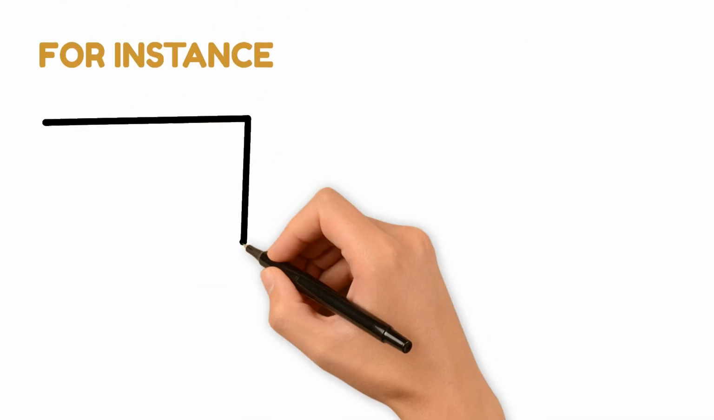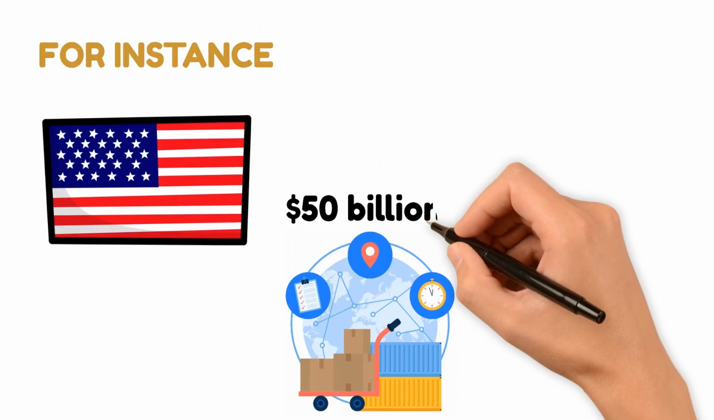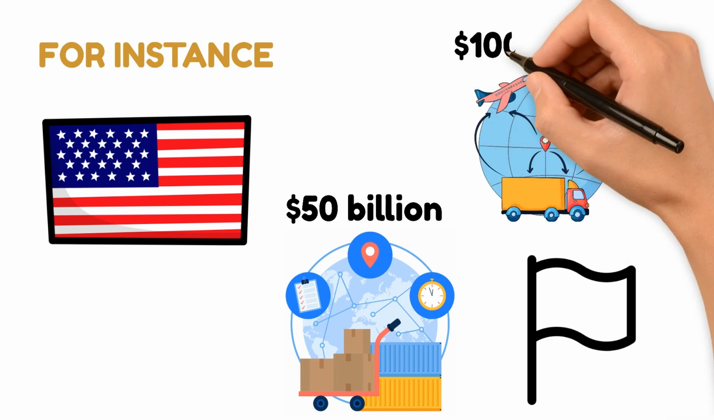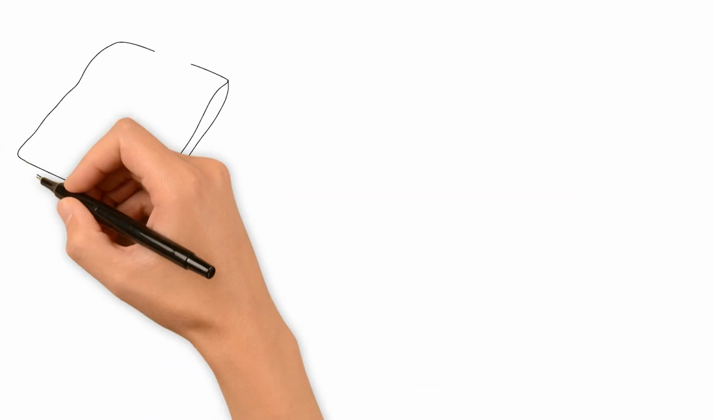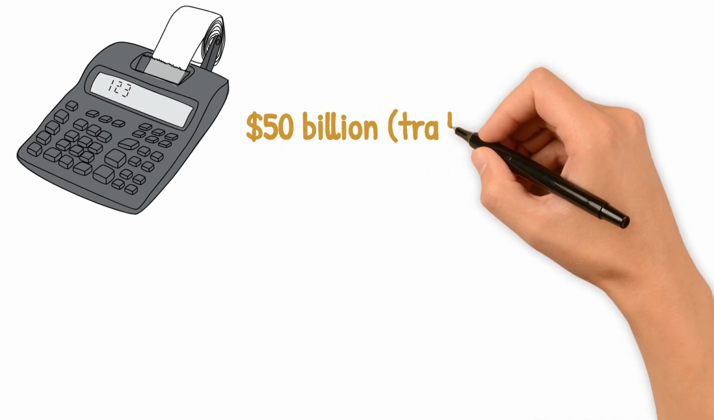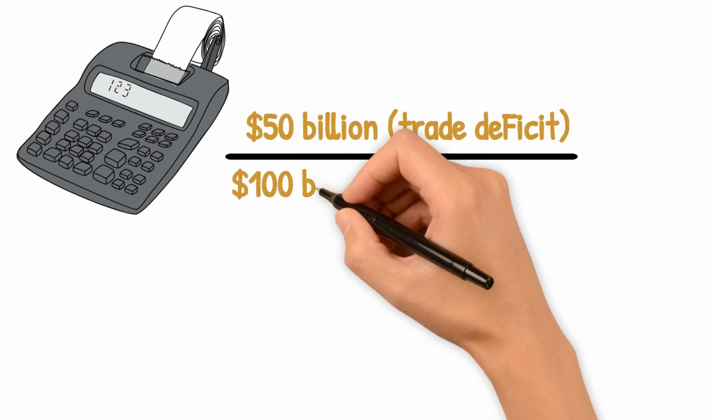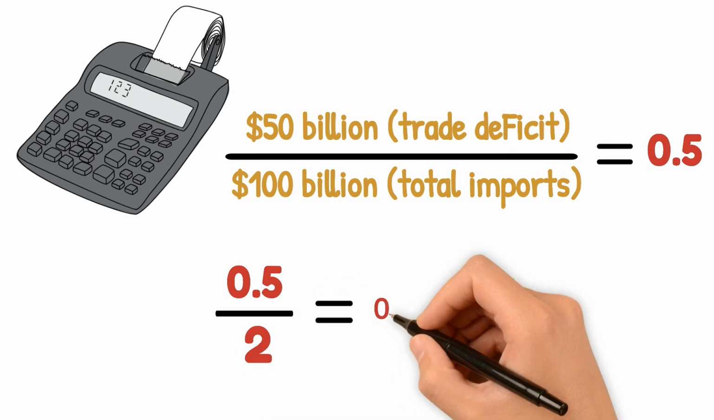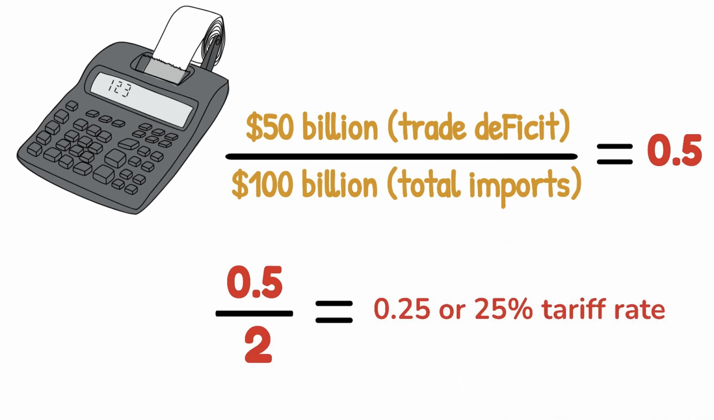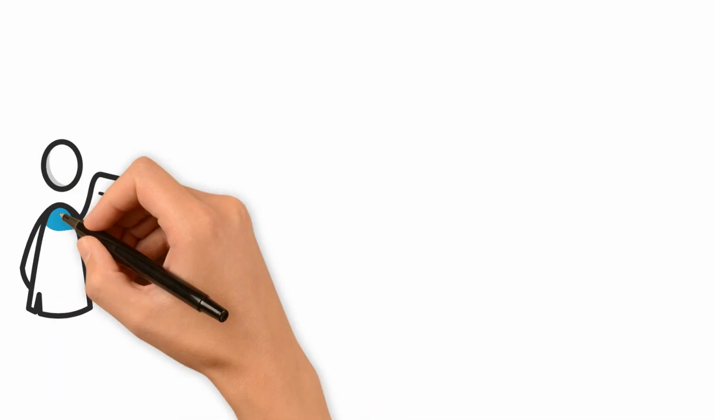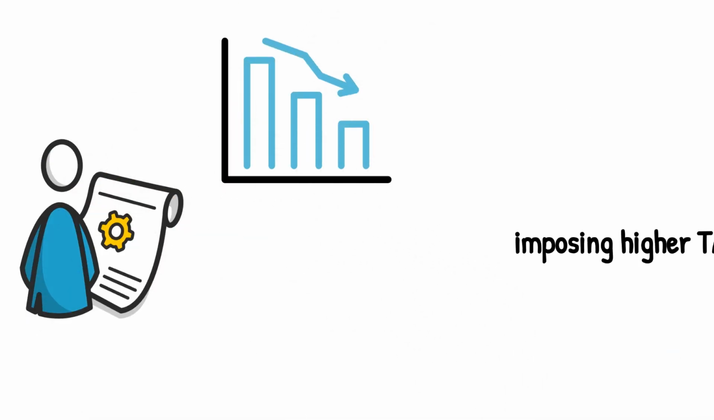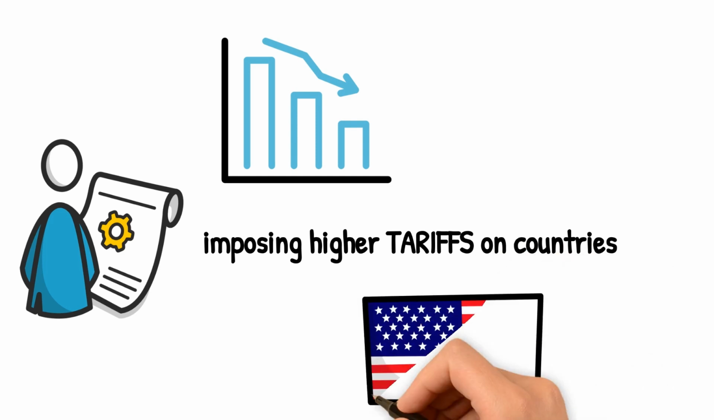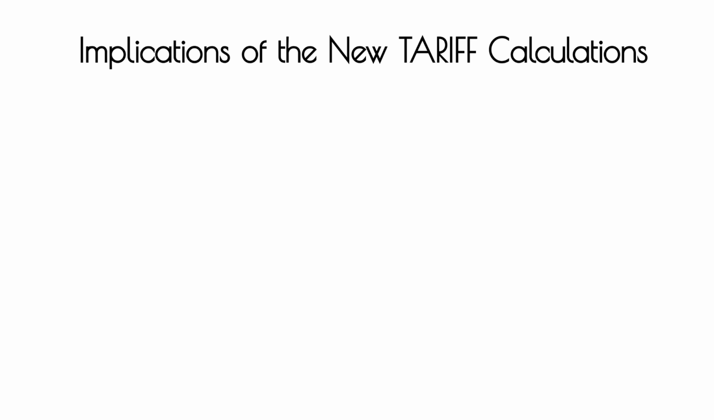For instance, if the U.S. had a trade deficit of $50 billion with country X and imported $100 billion worth of goods from them, the calculation would be $50 billion trade deficit divided by $100 billion total imports equals 0.5. 0.5 divided by 2 equals 0.25, or a 25% tariff rate. This method was intended to address and reduce trade imbalances by imposing higher tariffs on countries with which the U.S. had larger trade deficits.